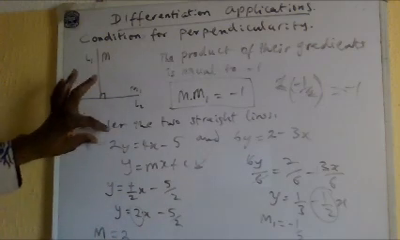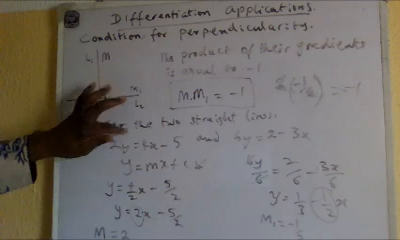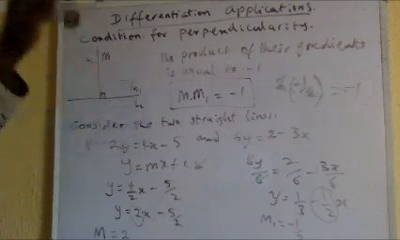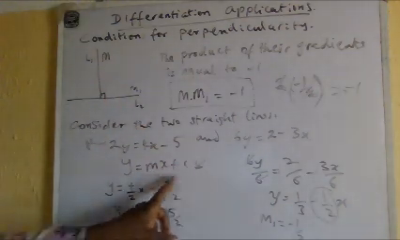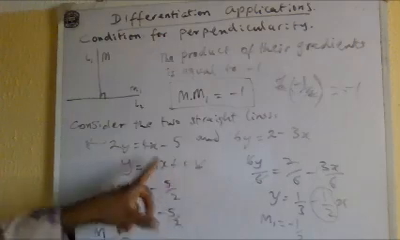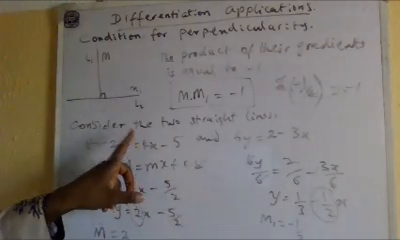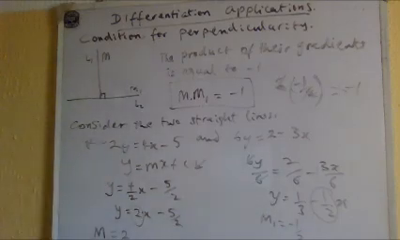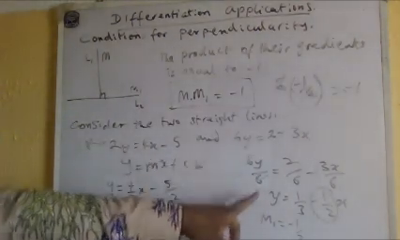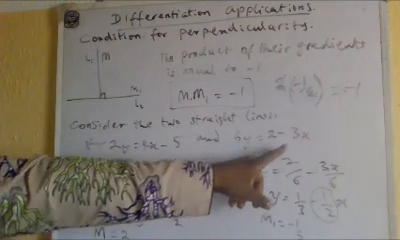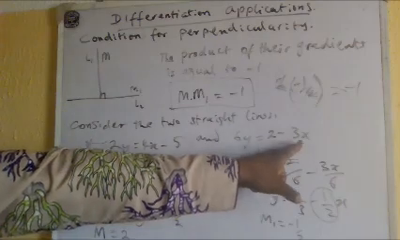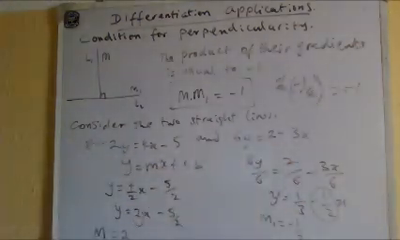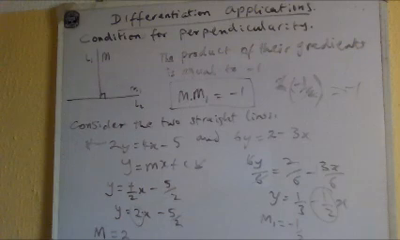First of all, ensure that y is made the subject of the formula, and the coefficient of x becomes the gradient. The gradient is the coefficient of x when y is made the subject of the formula, and for this case, it is the same thing. Okay, so we can see how we can quickly test for it.